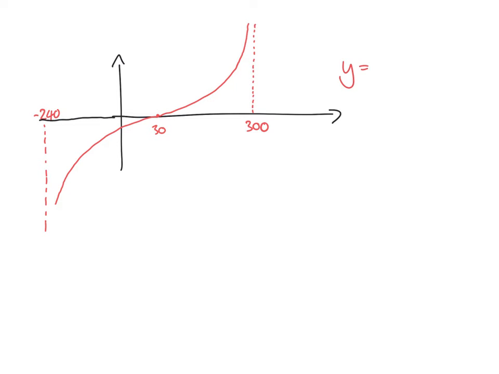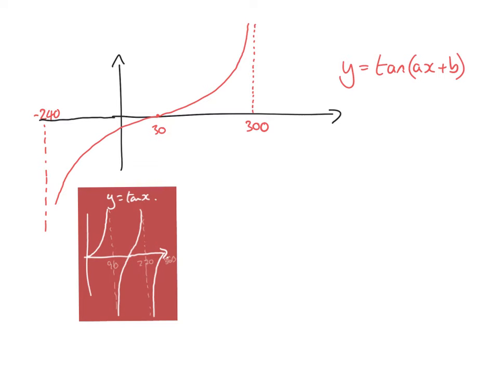Now, y is equal to tan ax plus b. And the first thing I'm going to do is draw a sketch of my original tan graph and think about what the stretch is going on here. It is going from 90 to 270, so I'm stretching it out and making it bigger. So a is equal to a third because the stretch is a scale factor of 3, so it's 1 over that.